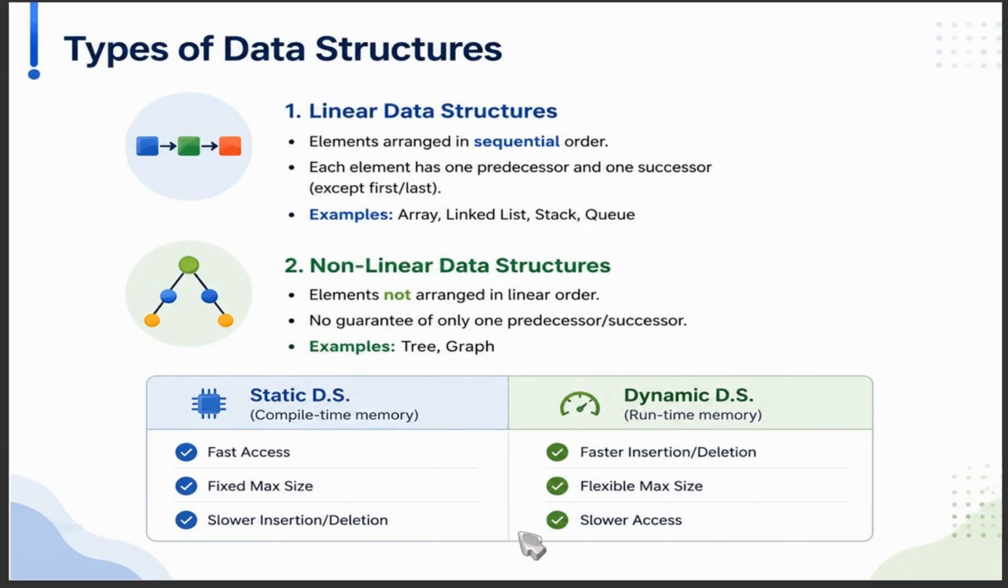In dynamic data structures, memory is allocated at runtime. The size can grow and shrink as needed. Examples include linked lists and dynamic arrays. Insertion and deletion are fast, but access is slow because you often have to traverse from the beginning.